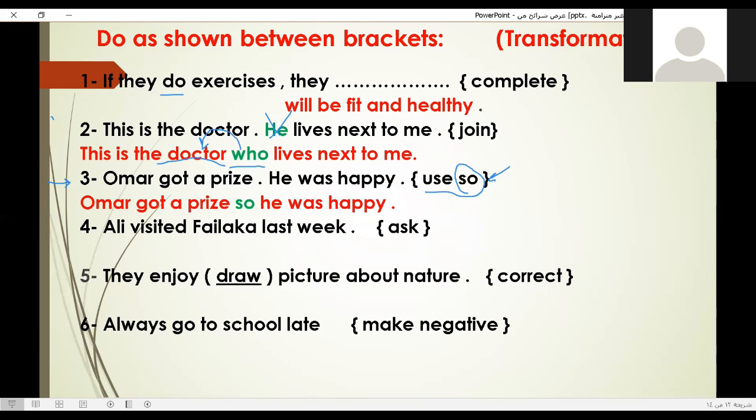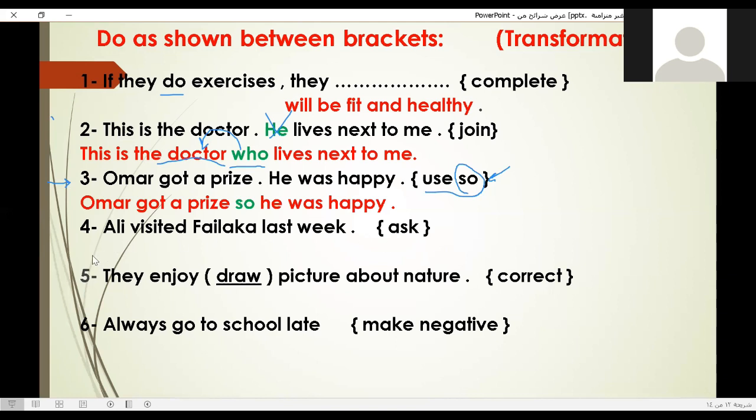So we linked the two sentences using so, which expresses the result. Number four. Ali visited Failaka last week. Yes, we have to make a question.